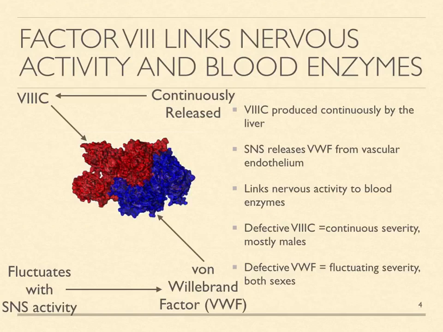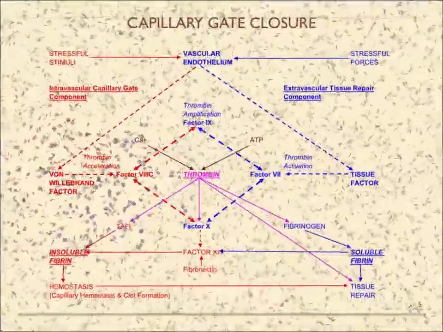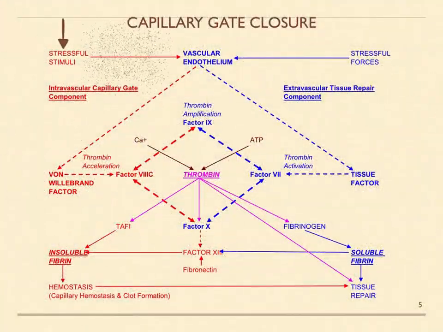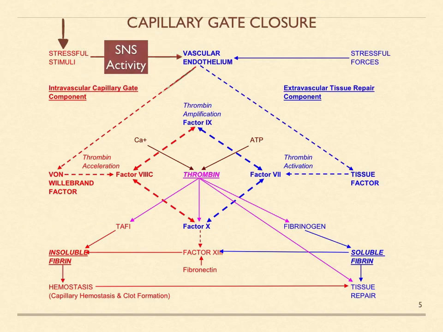Defects in von Willebrand factor cause von Willebrand's disease, which is a coagulopathy that afflicts males and females equally and fluctuates in severity in accord with sympathetic tone and activity. The capillary gate closes when stressful stimuli increase sympathetic nervous system activity that stimulates the vascular endothelium to release von Willebrand factor. Von Willebrand factor stabilizes factor 8C, which increases factor 8 activity.